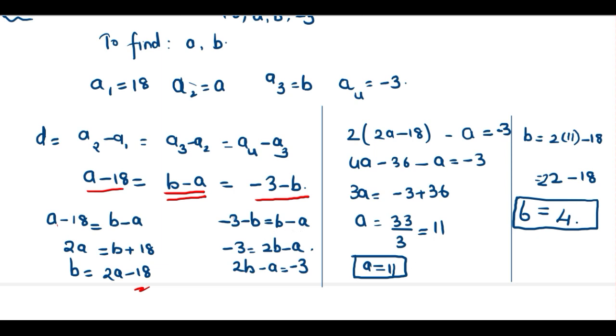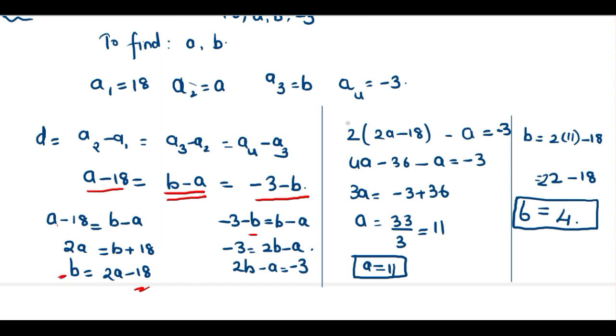Now minus 3 minus b is equal to b minus a, we have. So what we are doing? We are transposing this b to the RHS. So it will give minus 3 is equal to 2b, b plus b. This is minus b, upon transposing it will become plus b. b plus b will give us 2b minus a. So 2b minus a value is minus 3. So we have the value of b here.